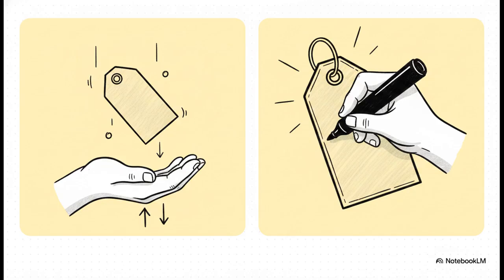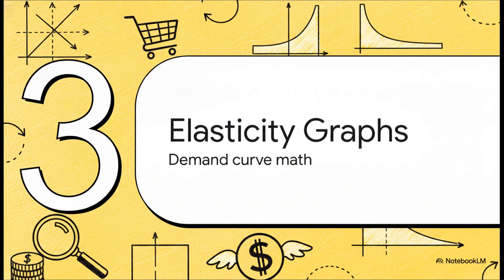Meanwhile, the monopolistically competitive firm, they are a price maker. Because their product is slightly unique, they actually get to follow an independent price policy and make their own output and pricing decisions. Okay, split 3, elasticity graphs, where we look at the demand curve math.